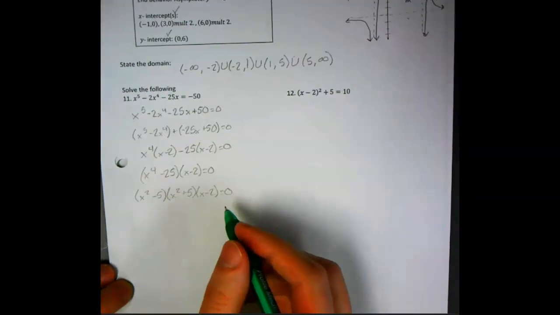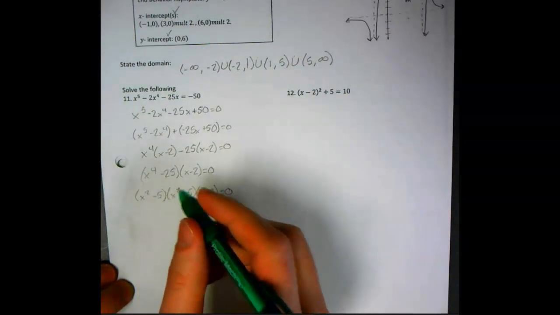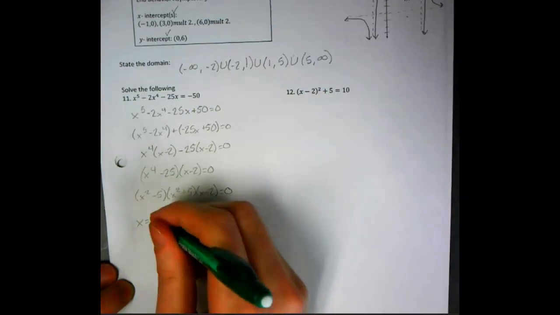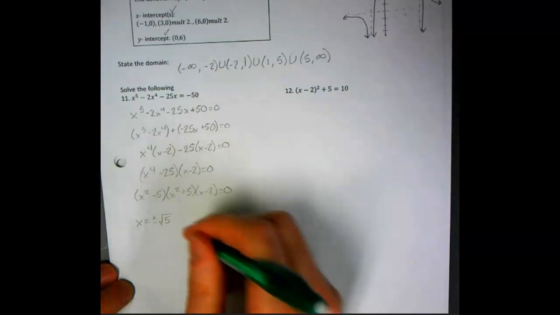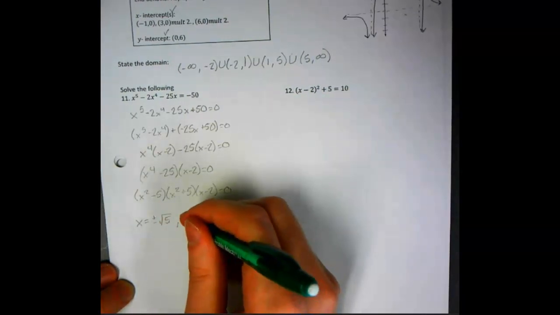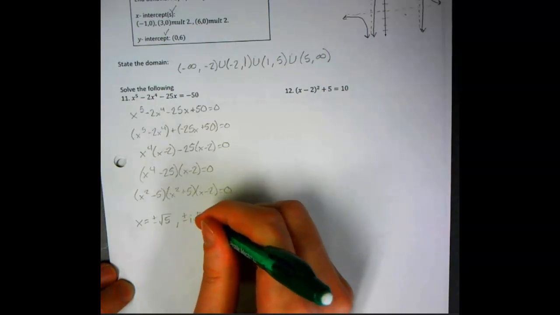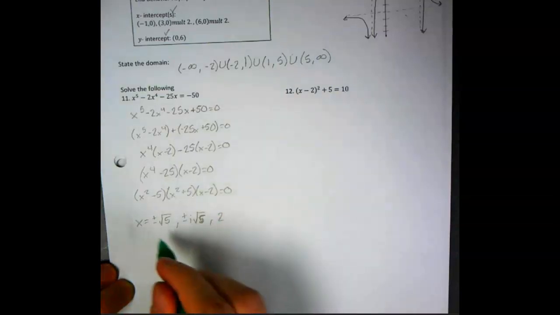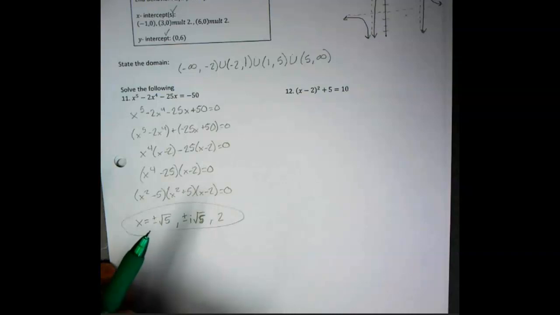And now we just need to set each of these equal to 0 and solve. So we'll have x equals plus or minus the square root of 5. We'll have plus or minus i times the square root of 5. And we'll have 2. If you have any questions on how we got any of those, just let me know and we can go over it.